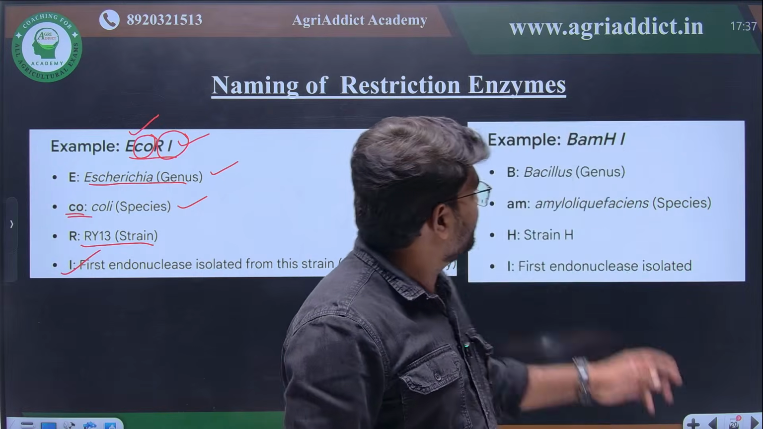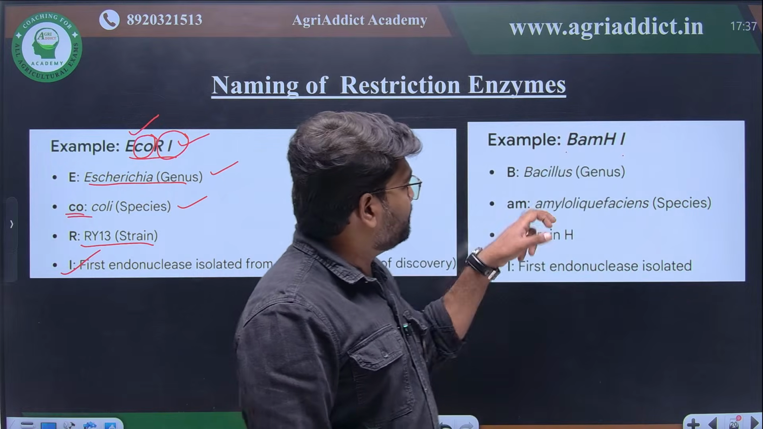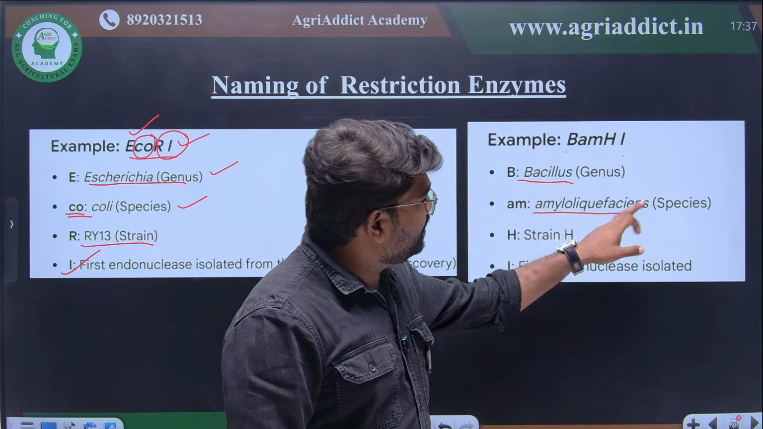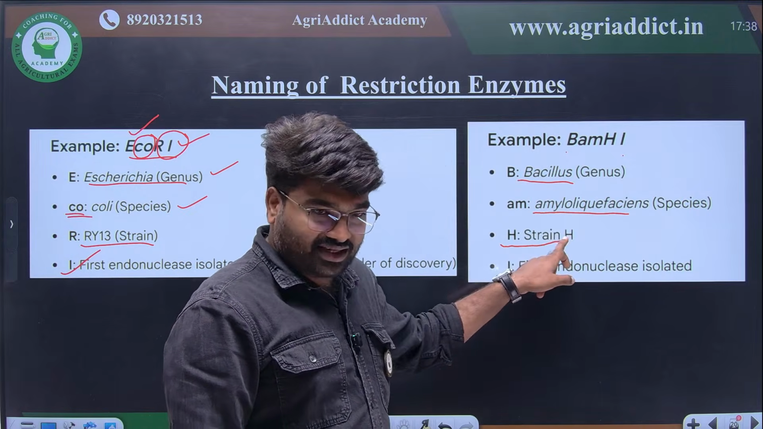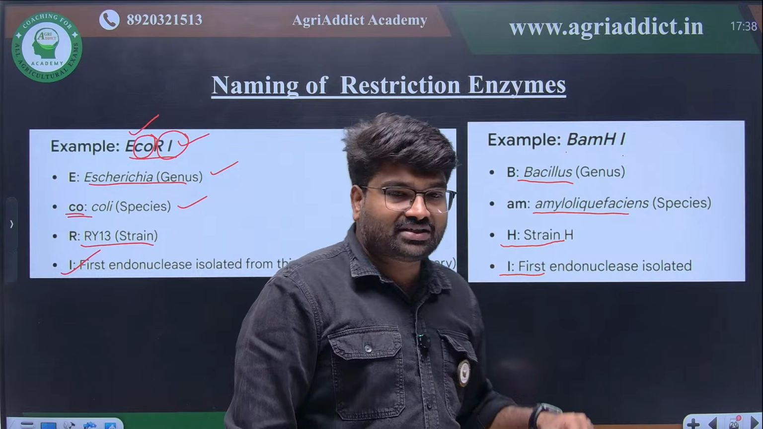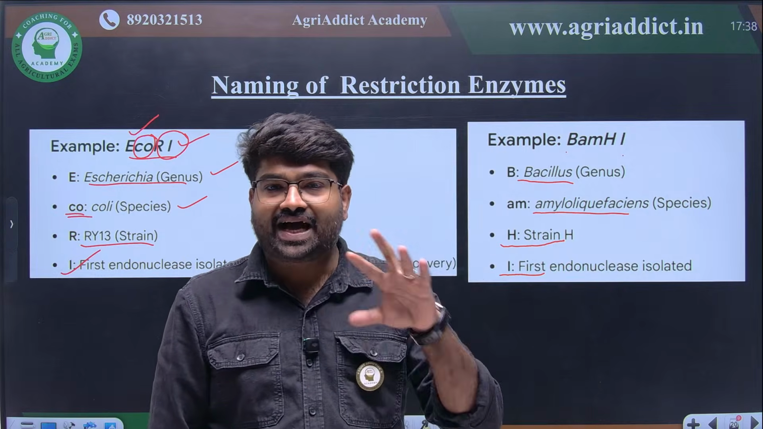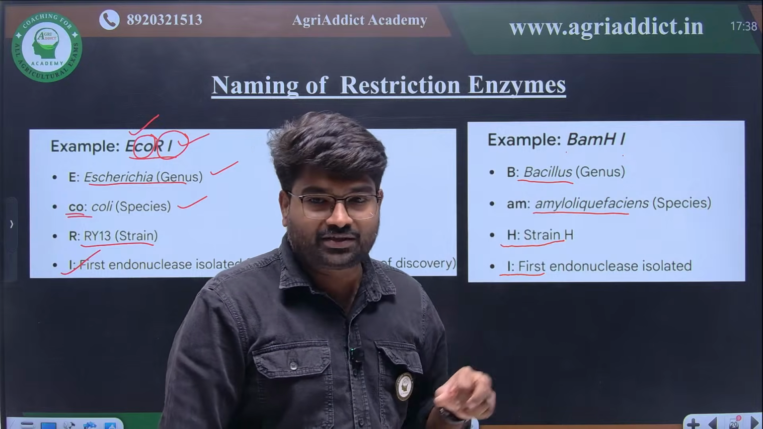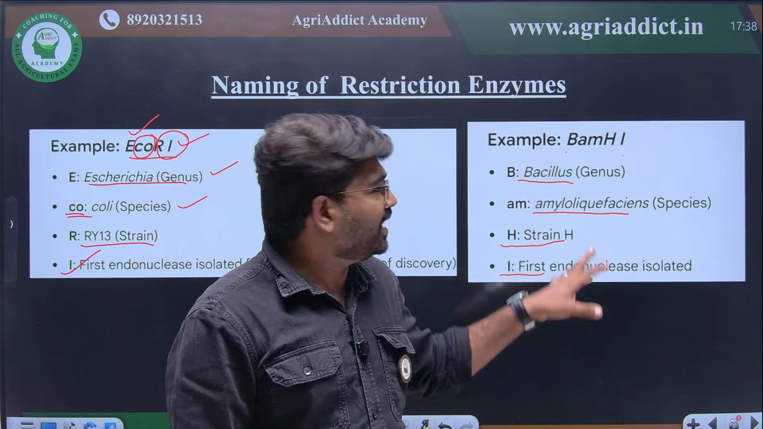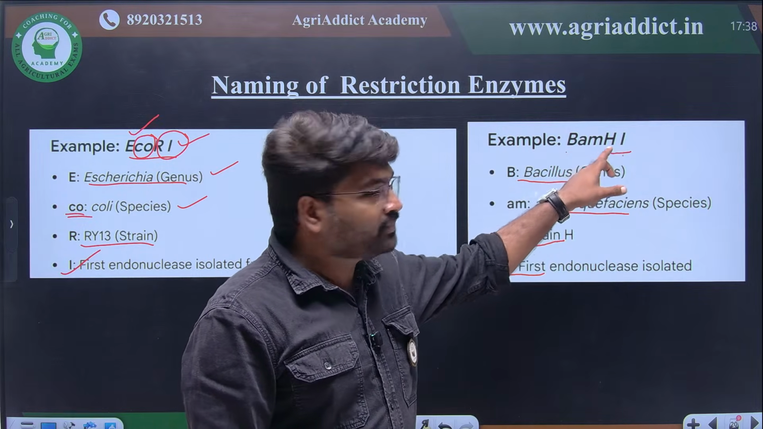For example, BamH1: Bacillus amyloliquefaciens, strain H, and this is the first restriction endonuclease isolated from this bacterial species. Okay. So that's why they have given the name BamH1.